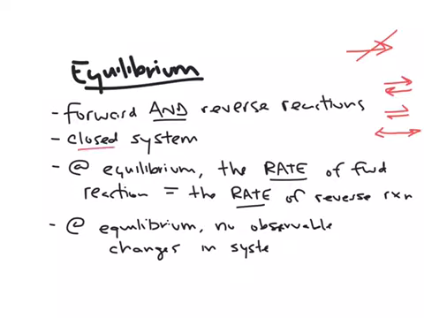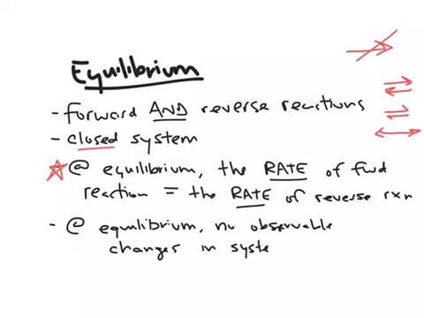You need a closed system, so you can't let any reactants or products escape, or else we won't be able to set up an equilibrium. So that's important. And then this one is the big one. This is the definition of equilibrium. The rate of the forward reaction is equal to the rate of the reverse reaction.